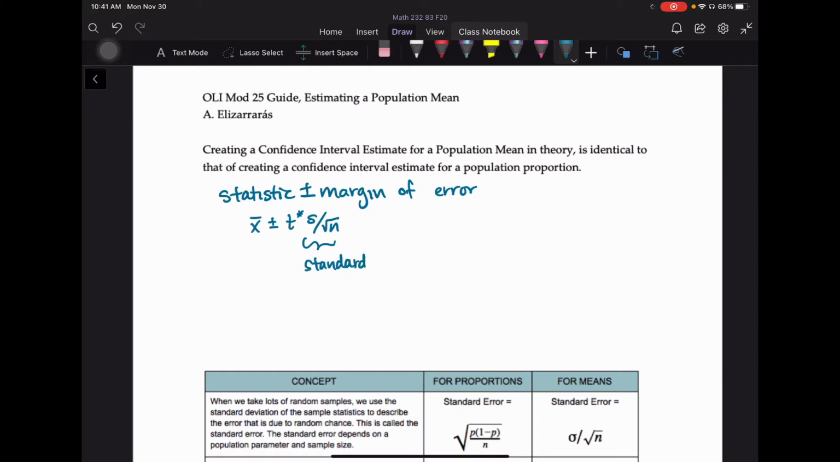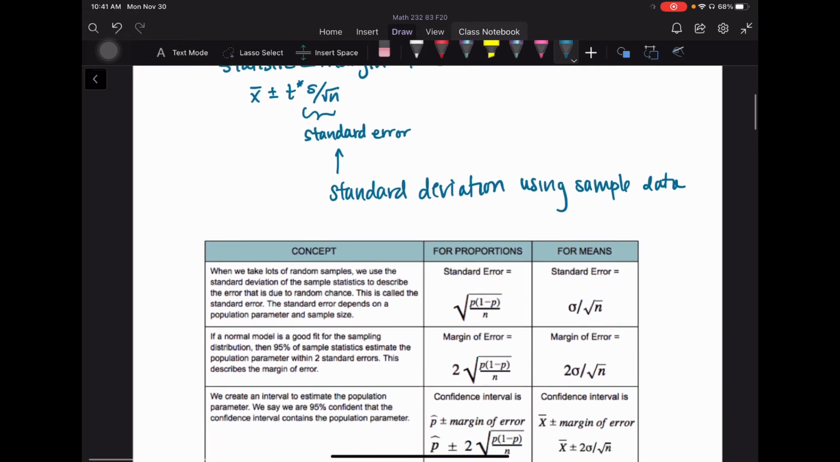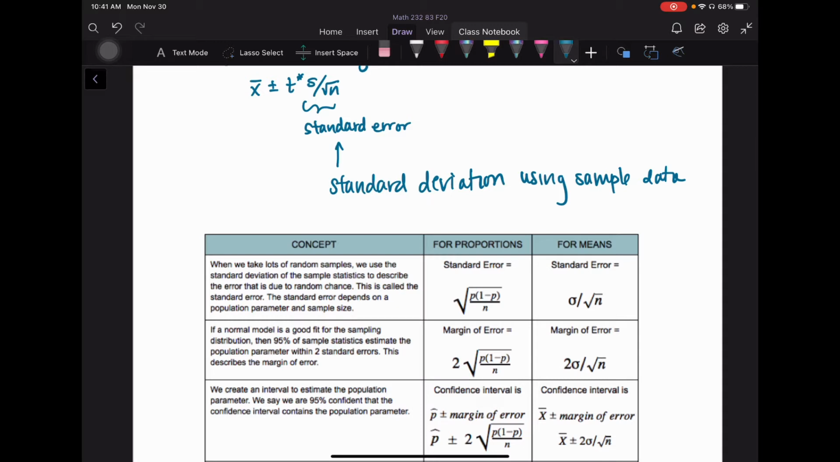Standard error is basically standard deviation, except we're using sample data. So this is standard deviation using sample data. I have a little bit of a bone to pick with OLI because in this first statement where we have standard error, these are actually not accurate. This is standard deviation, not standard error. So if I wanted standard error, it was actually s over square root n. This is standard deviation because it's using population information. Same thing with p hat, or with proportions. The square root of p hat times 1 minus p hat over n is standard error.